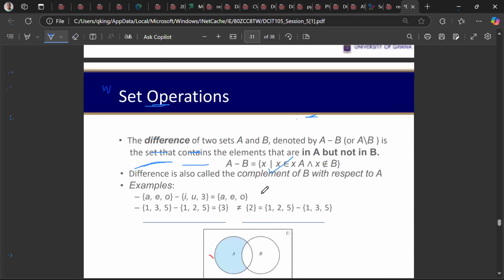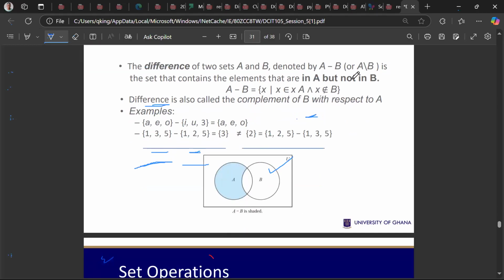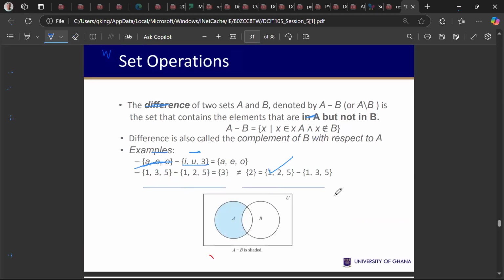So the next operation we want to look at is the difference of two sets. The difference of two sets A and B, denoted by A minus B, is a set that contains elements that are in A but not in B. This means that you take all the elements from set A and remove any elements that are also present in set B. And so the result is a set containing only the elements that are unique to A.